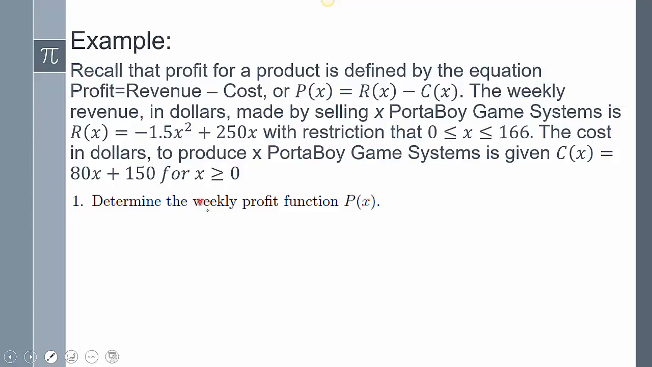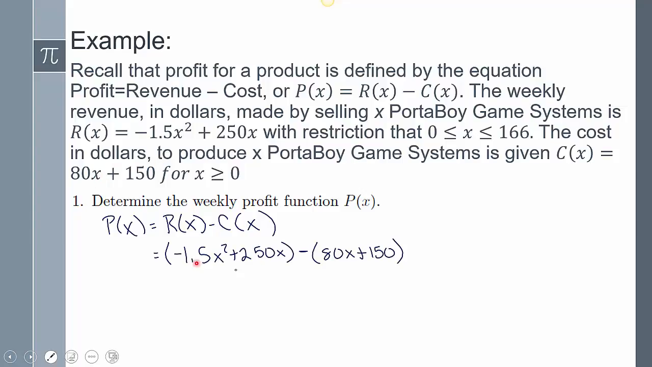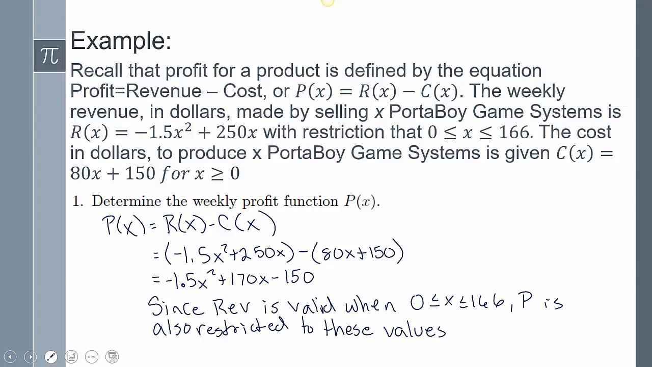The first thing it's asking us to do is determine the weekly profit function P of x. So if I know that P of x equals R of x minus C of x, I just need to plug in what R of x is, and what C of x is. So R of x minus C of x. Now I have to distribute that negative through, and when I do that and combine like terms, I get this statement here. The only thing we have to remember is we also have to include the domain. So it's only valid on this domain right here, and that is still a valid domain for what we're doing. Now the domain could change based on this equation, but we just have to remember that valid domain there.